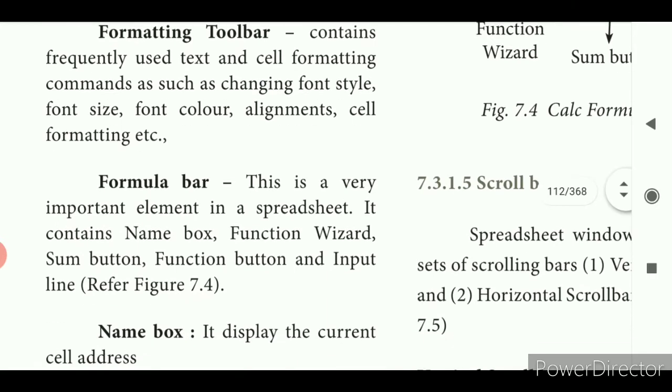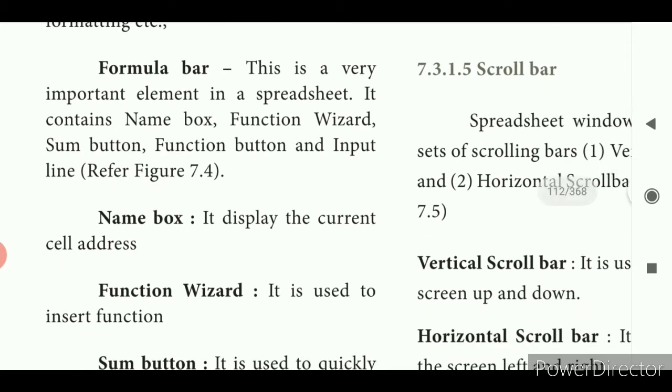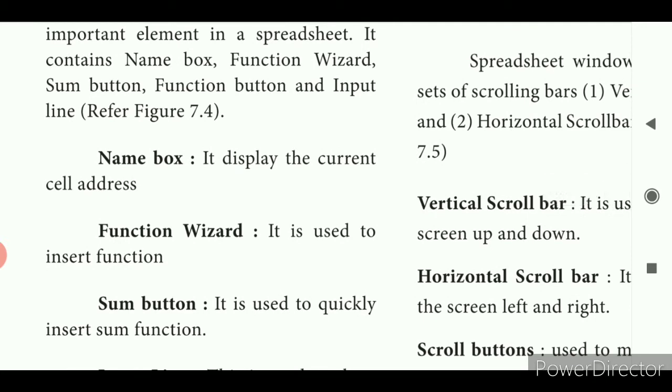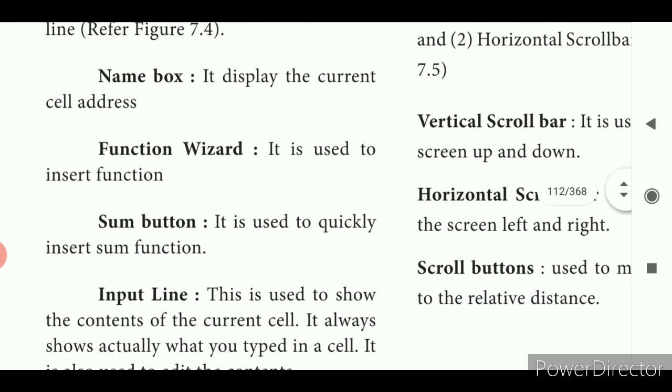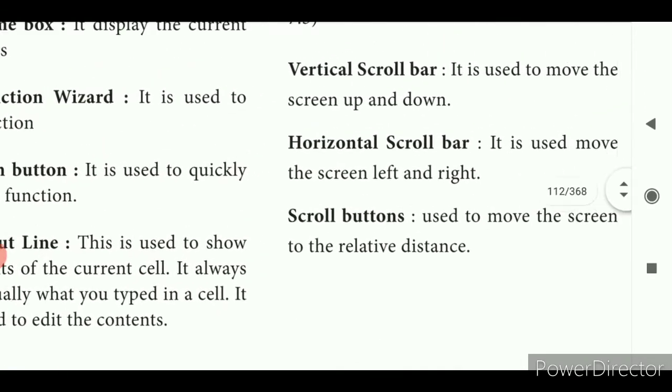Then the name box. What do you mean by name box? It displays the current cell address. That one I told you, A1. A is the column name, 1 is the row number. Combine these two and you get the cell name. That is the name box. Then the function wizard is used to insert a function. Then the sum button is used to do addition quickly. Then the input line is used to show the content of the current cell. It always shows what you typed in a cell. It is also used to edit the content.